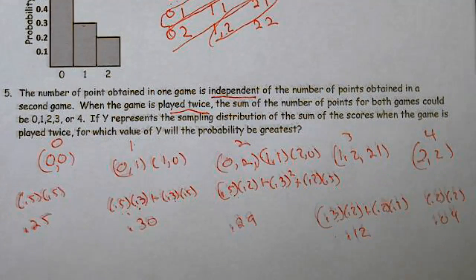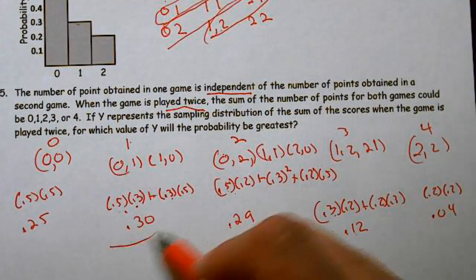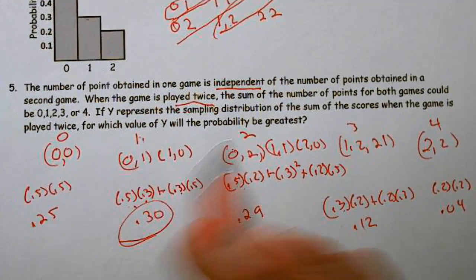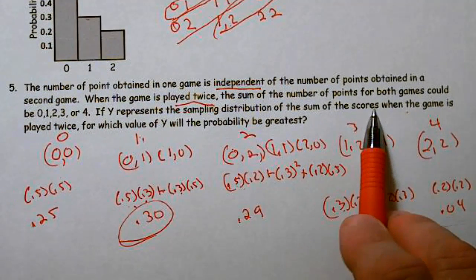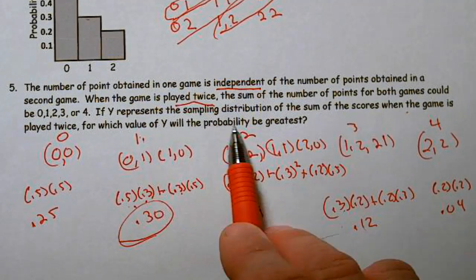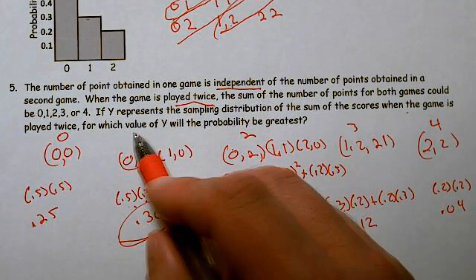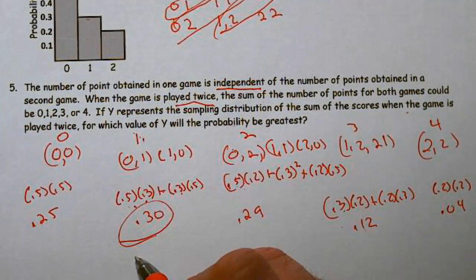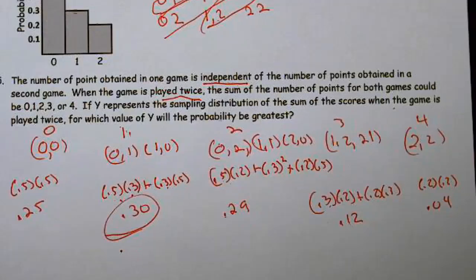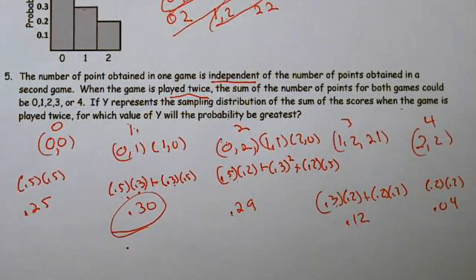All right, when we look at that, this one is the largest. So the answer to the question, for which value of y will the probability be greatest, is that the probability will be greatest for getting 1 point. So basically what they're saying is, if you play the game twice, the most likely thing that will happen is that you get 1 point.